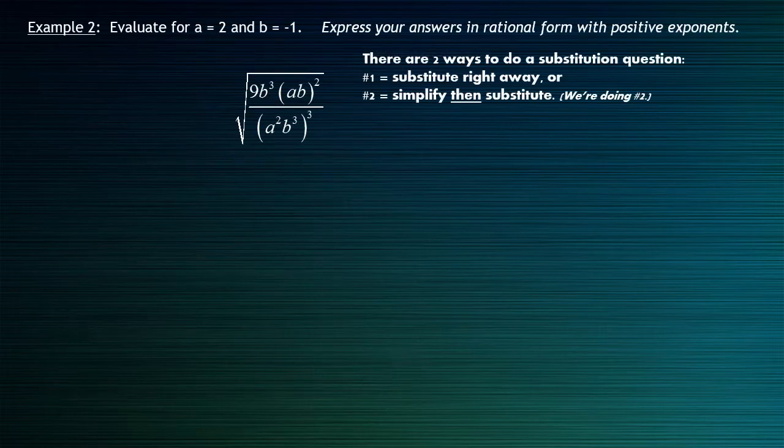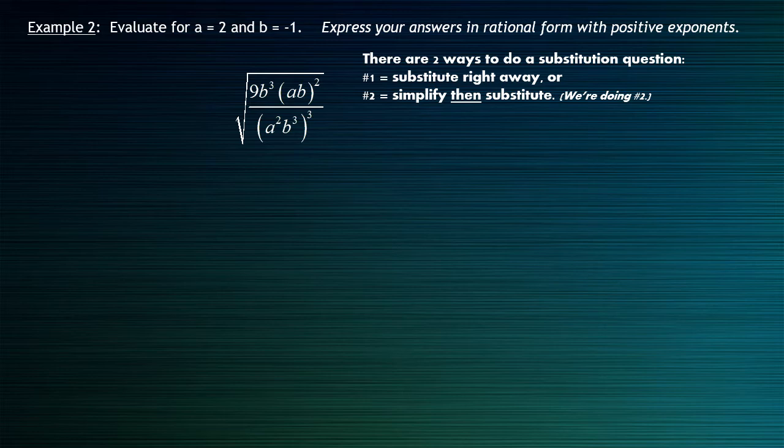Example 2: express your answers in rational form with positive exponents. There's two ways to do a question like this. Number one is we can substitute in right away because we have a equals 2 and b equals negative 1. Or number two is we can simplify and then substitute. We're going to do it that way. We're going to clean this whole thing up first, and then we'll substitute in for a and b.